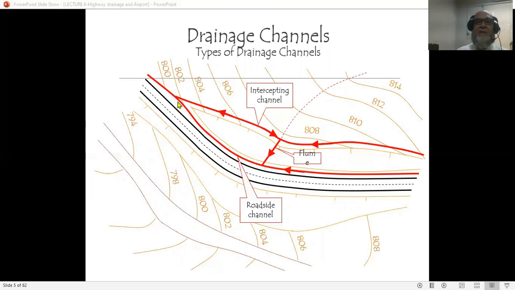So remember, this channel should be wide enough not only to take care of the water from this road surface, but also to take care of the water coming from adjacent buildings or land towards the road. So the point where the roadside channel meets with an intercepting drain, we call this the toe of slope channel.